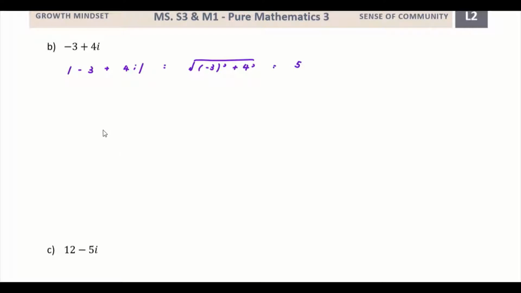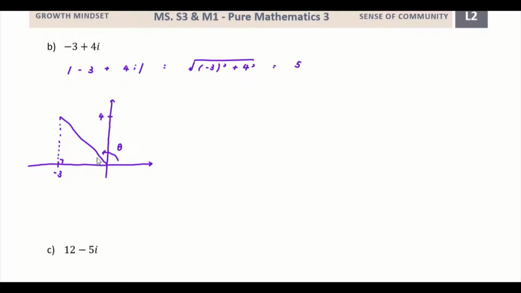Let's try to draw it in the Argand diagram first. So the x will be negative 3, then the y is positive 4. So we will have a position vector that looks like this, where this is negative 3 and this is 4. You can try to write down the labels here. Same thing, we draw the right angle triangle, but don't forget the argument, the angle that you wish to find, must always be the angle between the positive real axis and the position vector. So this is the theta that we want to find.